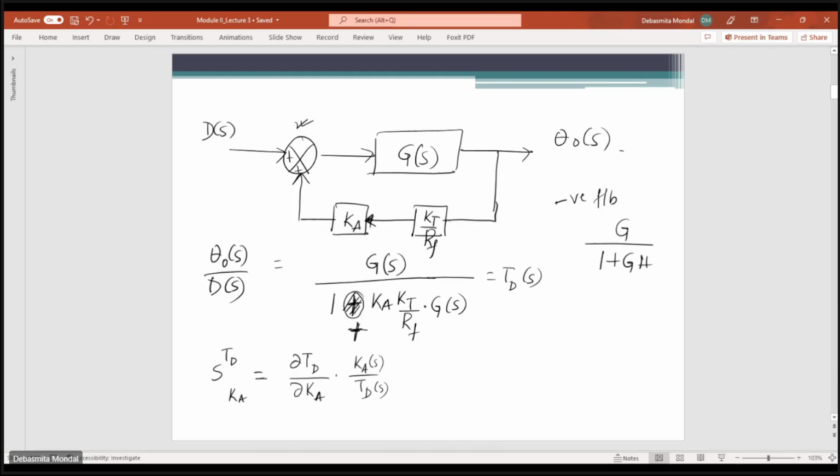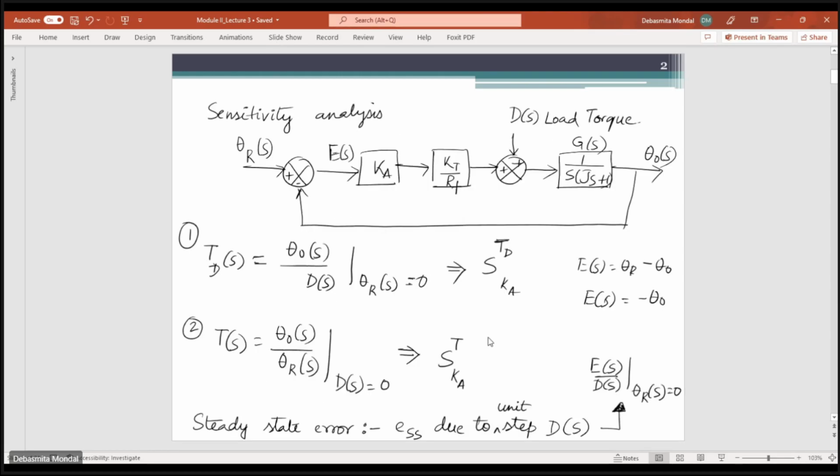Okay, fine. That's great. The first part of the question was that you have to find the sensitivity of the transfer function TD of S. The second part was you have to find the sensitivity of the overall transfer function TS. In case of TS, the assumption is that the value of DS is equal to 0. So you can find the overall transfer function and the sensitivity. And the third part was to find the steady state error.